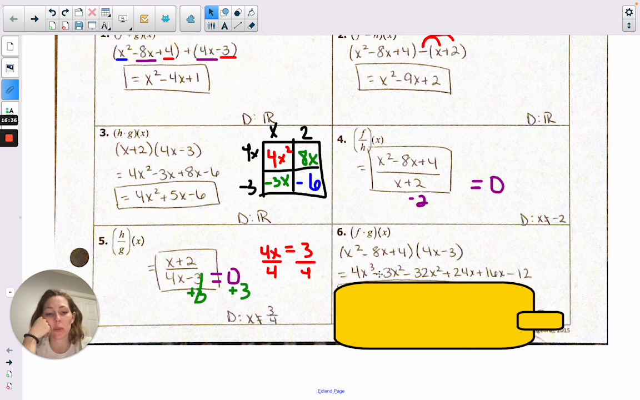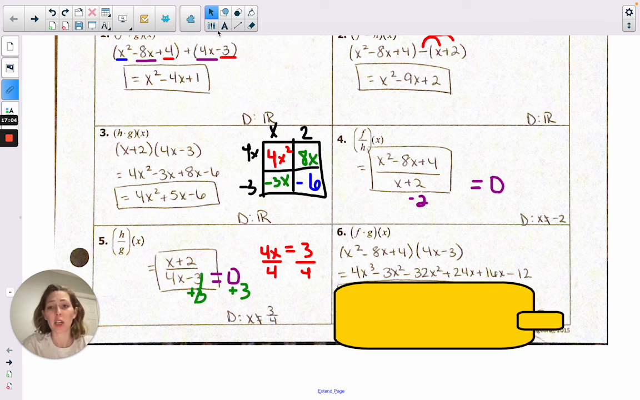So x squared times 4x gets me 4x to the 3rd. -8 times 4x gets me -32x squared right here. I was like, that's not in the right spot. 4 times 4x is 16x. And then I went back and did -3. So that's where I get my -3x. -8 times -3 is a positive 24x. And 4 times -3 is a -12. Watch your negative signs because that's the biggest mistake students make, I would say.